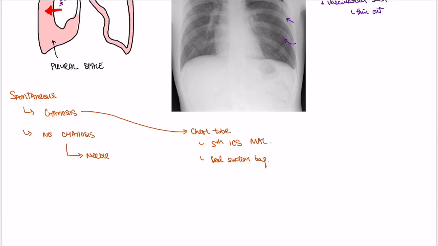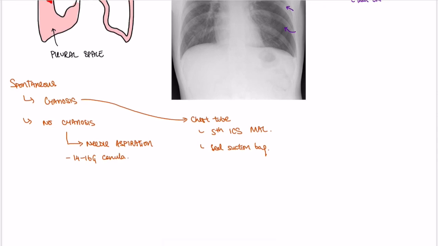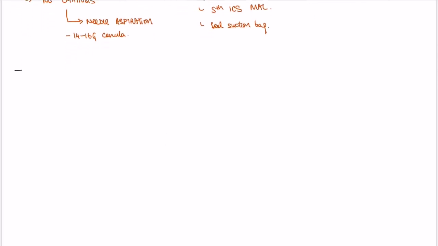If there's no cyanosis, then you can directly go into a needle aspiration, not a lumbar puncture or a wide-bore, but a needle aspiration with a 14 to 16 size cannula. So a quick recap: tension pneumothorax is an emergency situation. It has to be dealt with promptly.